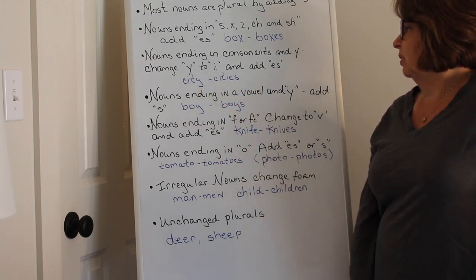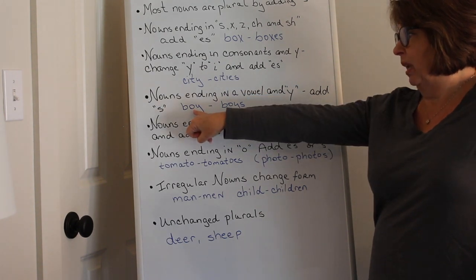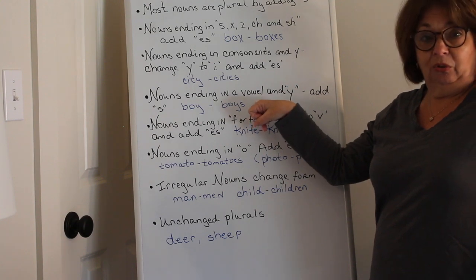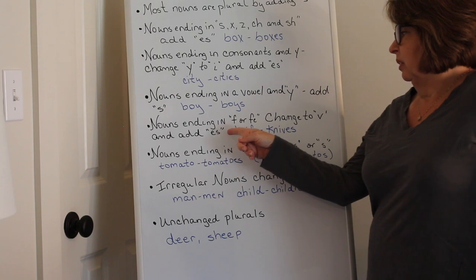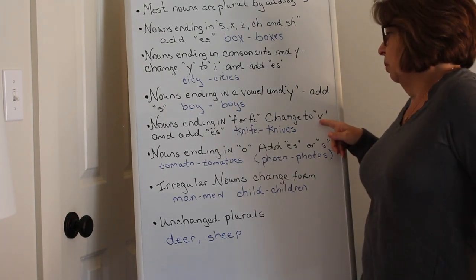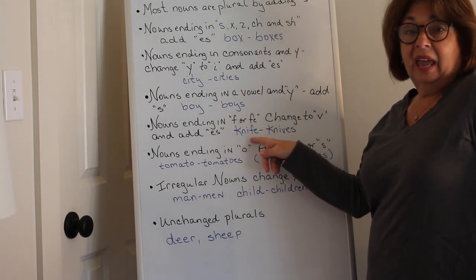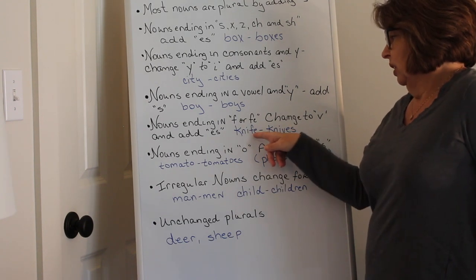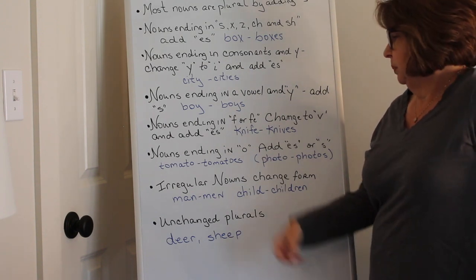If the noun ends in a vowel and a Y, like boy, B-O-Y, then you would just put an S onto the word, okay? If the noun ends in F or F-E, you change that to a V and then add ES. So a knife, K-N-I-F-E, would become knives. You would change this and put the V-E-S to make it plural.